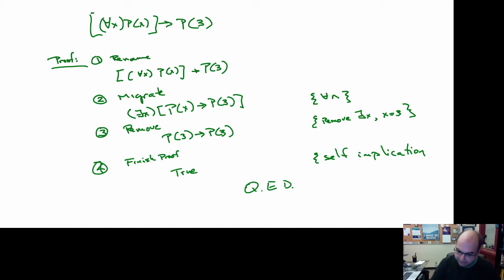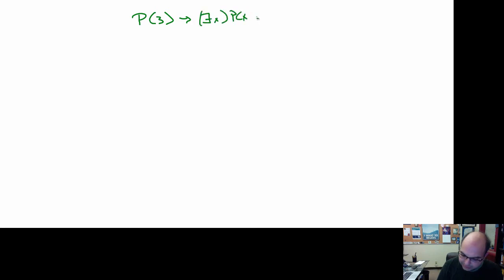So let's try a different one. Let's now try to prove, in some ways, the dual statement. P of 3 implies that there exists an x such that p of x. Okay, so let's do it again. Proof. Step 1, we want to rename quantifiers, but there's only the one quantifier, so that doesn't really do anything.